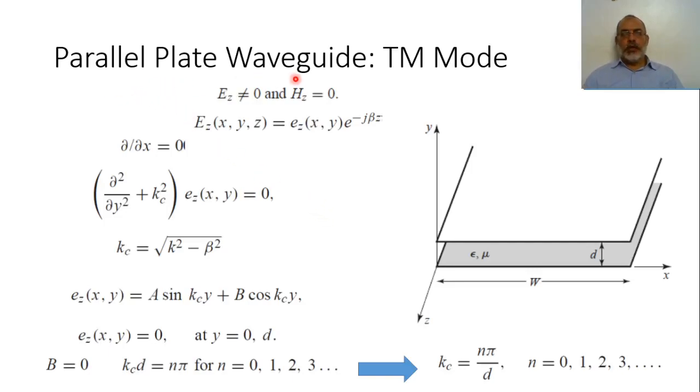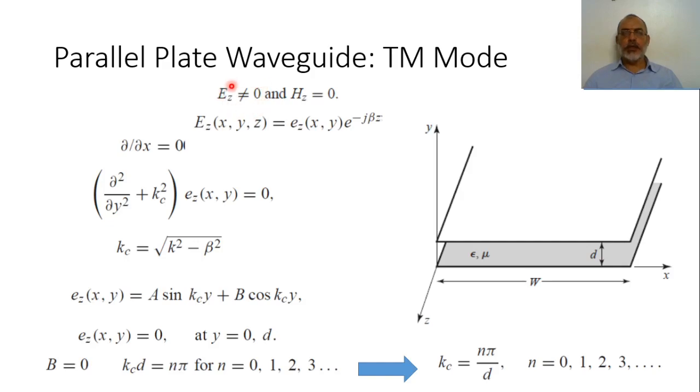Parallel plate waveguide transverse magnetic mode. We have already studied parallel plate waveguide for transverse electromagnetic waves. Now we are going to study this parallel plate waveguide for transverse magnetic wave. Transverse magnetic means that Hz equals 0, but Ez does not equal 0.